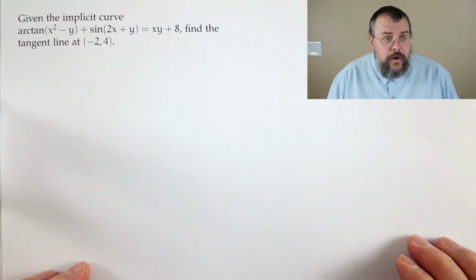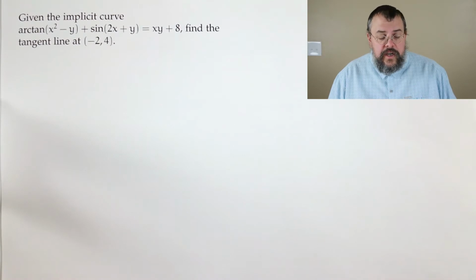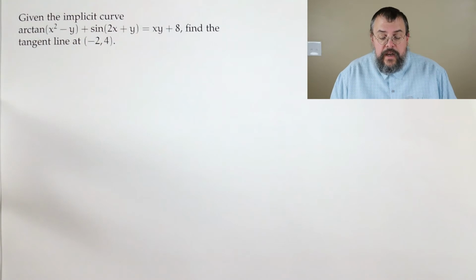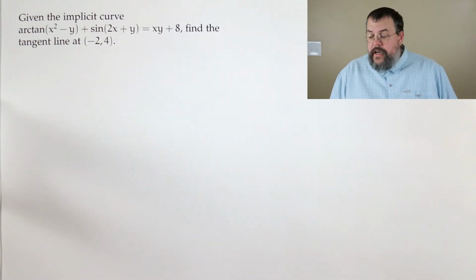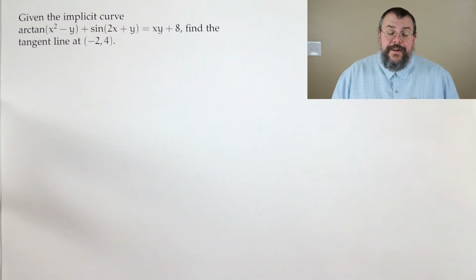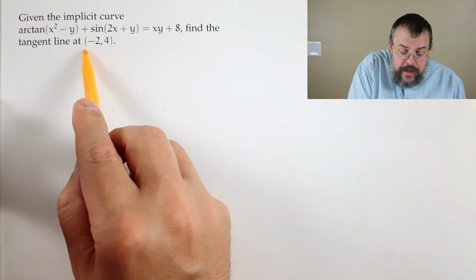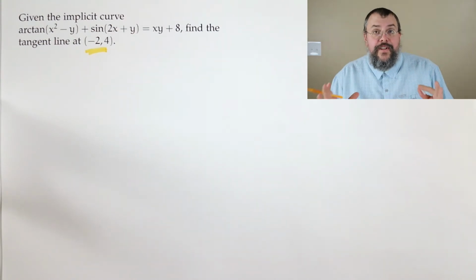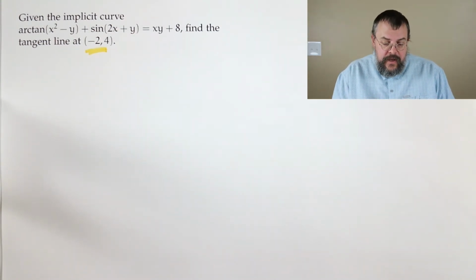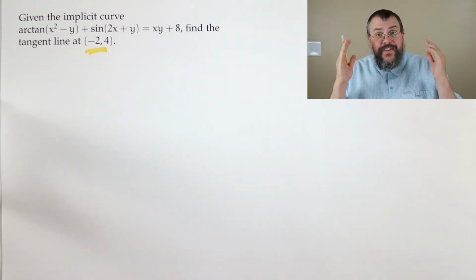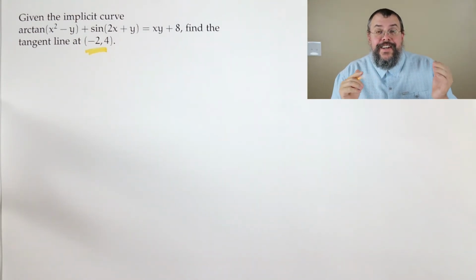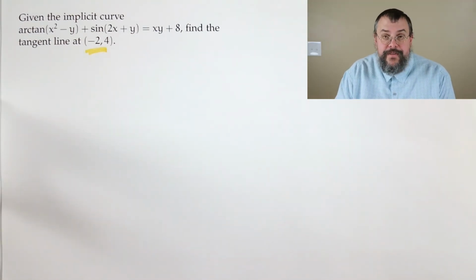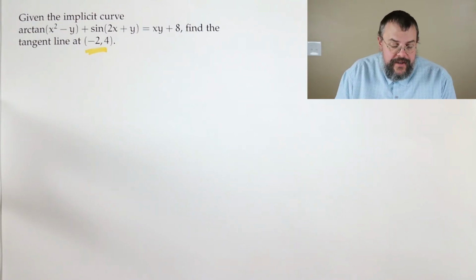So, we're given the implicit curve, arctangent of (x squared minus y) plus sine of (2x plus y) equals xy plus 8, and we need to find the tangent line at the point (negative 2, 4). Now the good news is we already have our point, so hey, we're halfway to our tangent line. So we mostly just have to focus on finding our slope. So that's good. Now we should, for sanity's sake, check, is this point (negative 2, 4) actually on this curve? They said it was, but we should check.